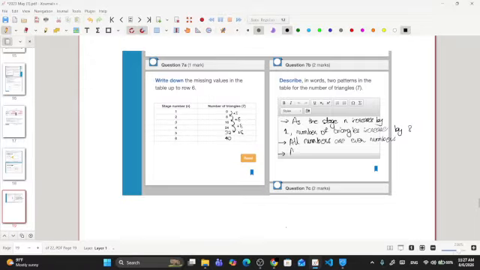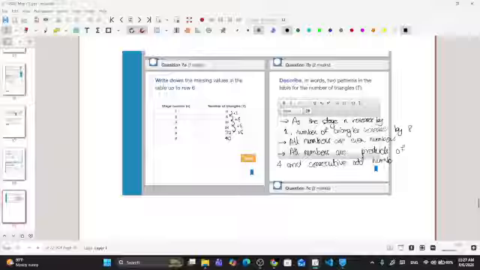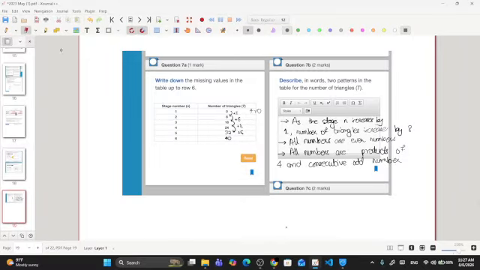Another pattern can be all numbers are products of 4 and consecutive odd number. Now, what do I mean by that? 0 can be written as 4 times 0. Sorry, not consecutive odd numbers, consecutive even numbers.